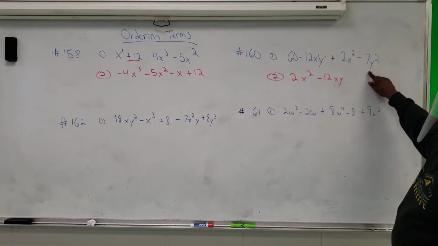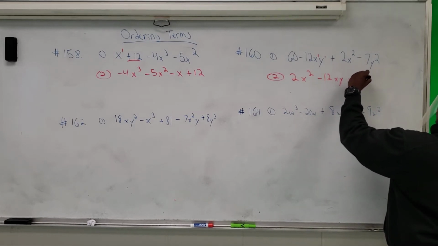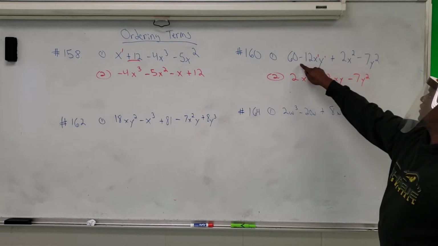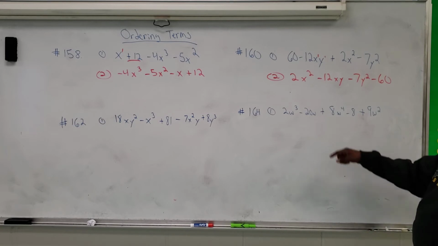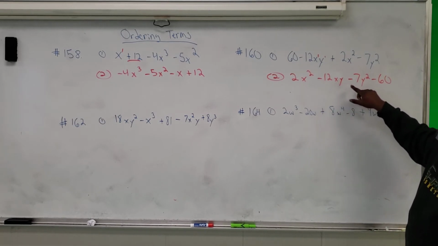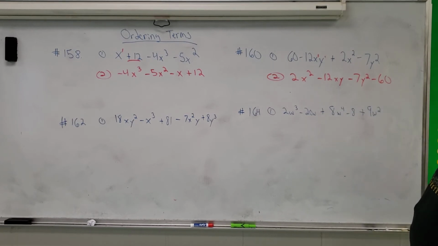And then I have my y come next, minus 7y squared. I don't have any more y, so that leaves me with my constant. And I just check: x to the second power, x to the first power, y is in alphabetical order, followed by my constants. Okay.